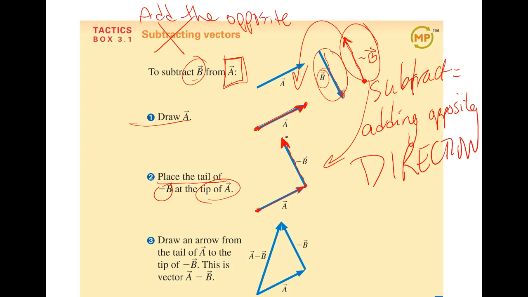So the result is the vector that starts at the start and ends at the end, which is this purple vector. So they've drawn it here for you like this. This is vector A minus vector B.